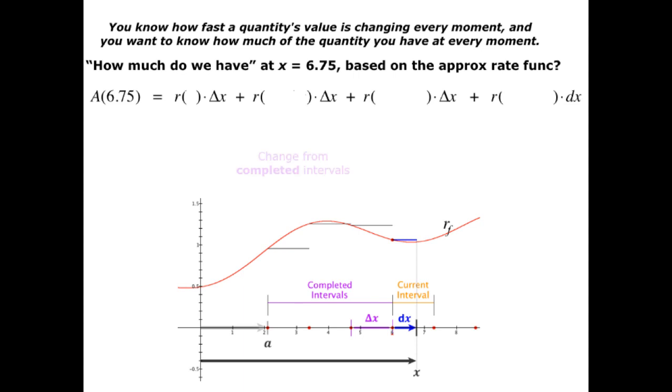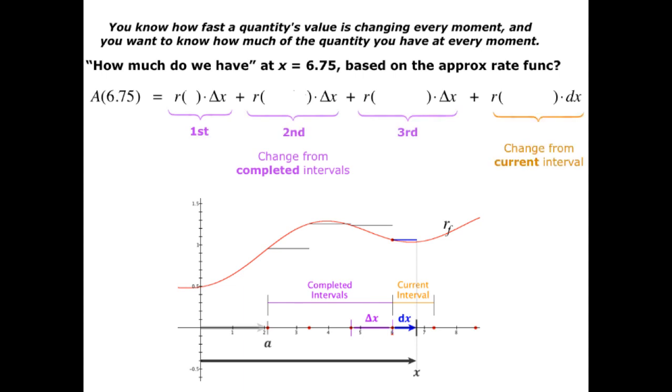So there's what that looks like: change from completed intervals, and then change from the current interval. So the question is, what are these x values for the rates?